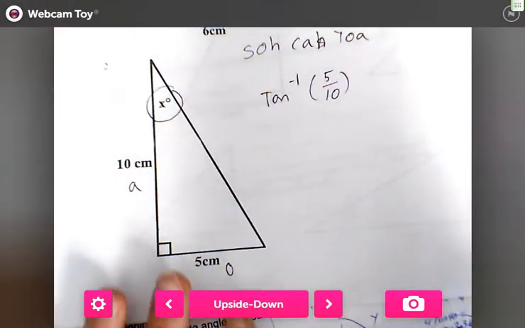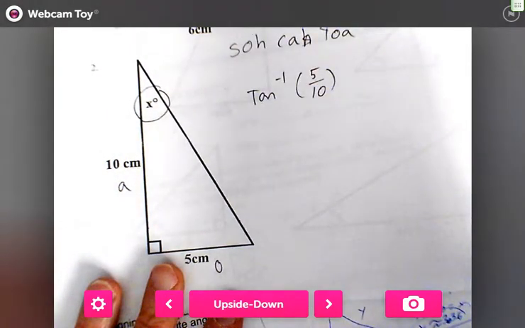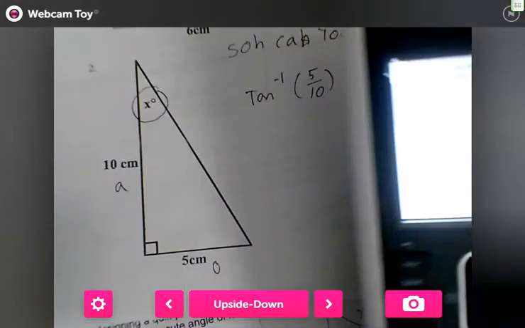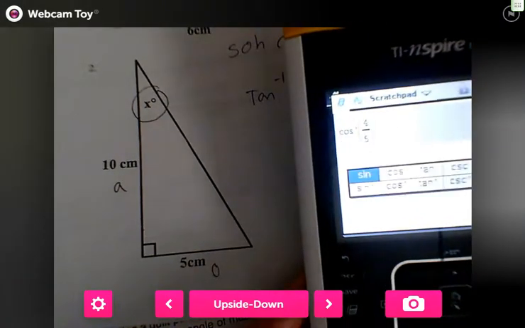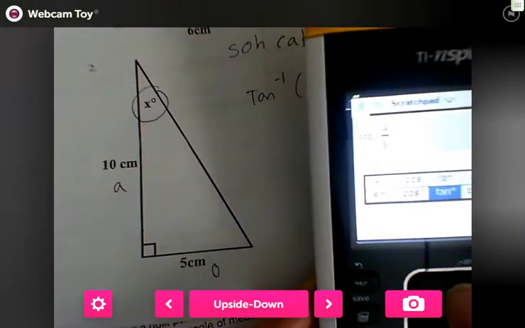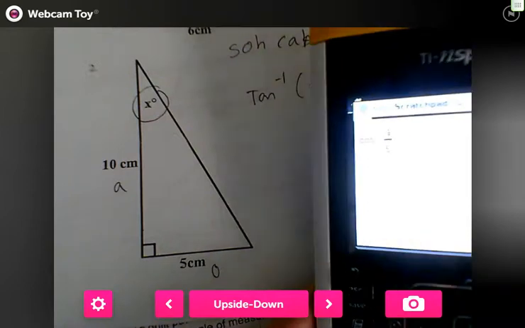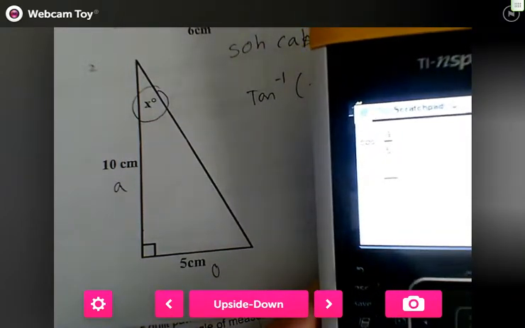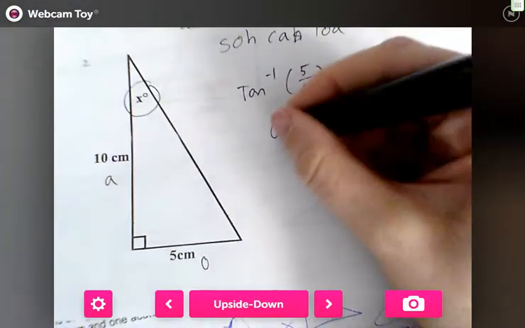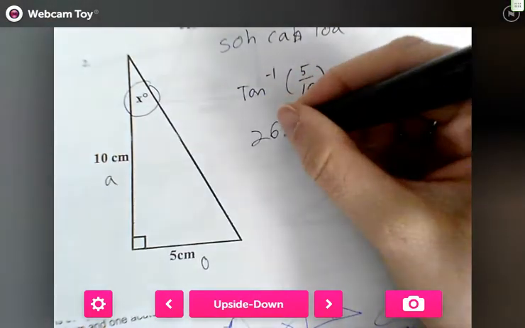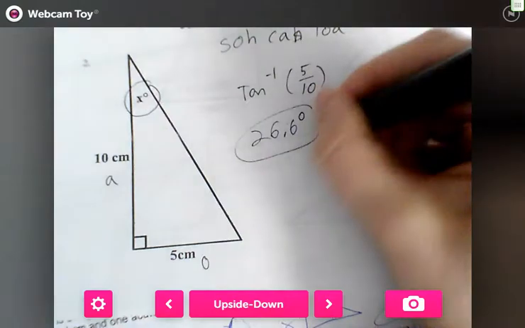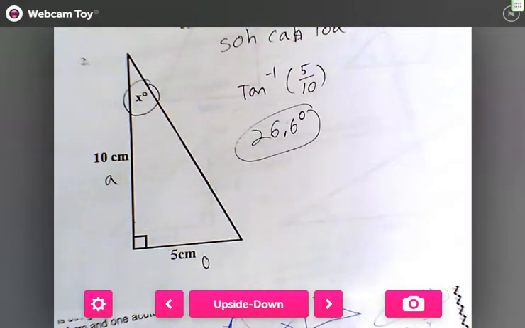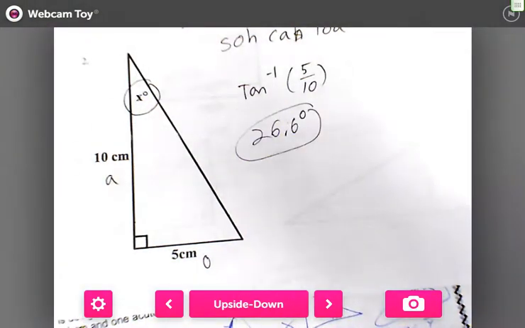Am I going too fast? Or are you okay? I'm going to my calculator. I hit trig. Inverse tan. 5 divided by 10. Push enter. I get 26.6 degrees. You're done. Don't you think that's way easier than all the stuff we've been doing so far? Okay.